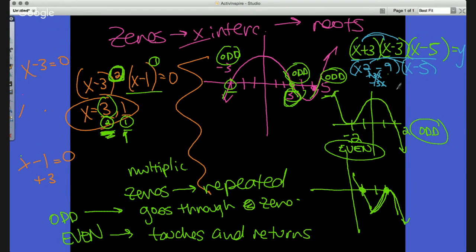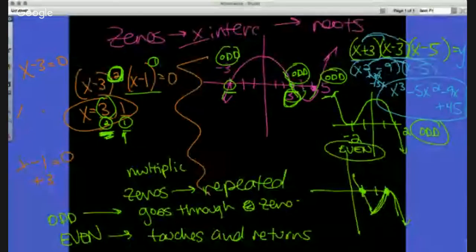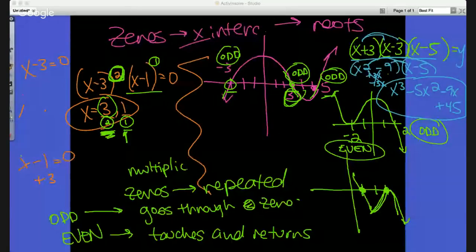Distribute to get x to the third. X squared times -5 is -5x squared. -9 times x is -9x. And -9 times -5 is +45. So as you put in the equation, you'd put in x to the third minus 5x squared minus 9x plus 45, and that right there should be your answer.